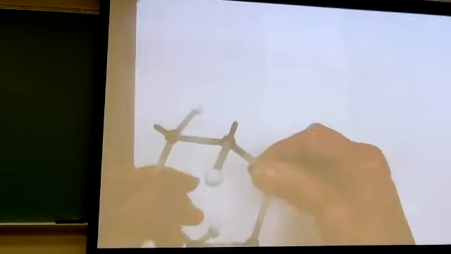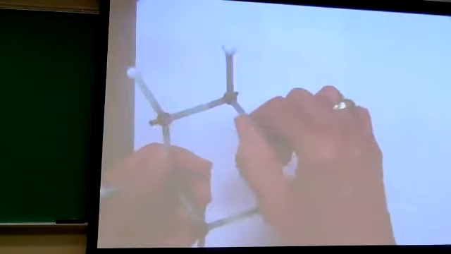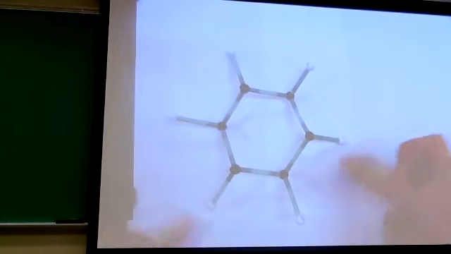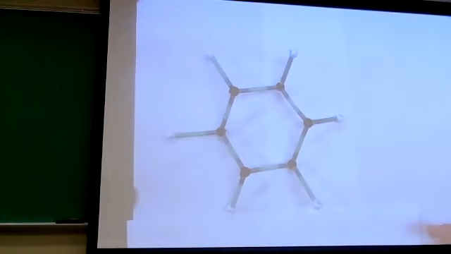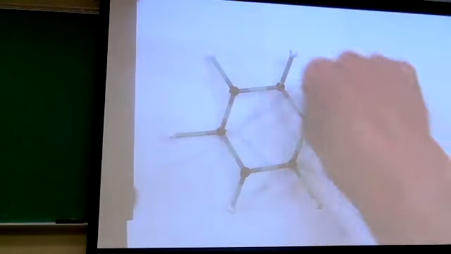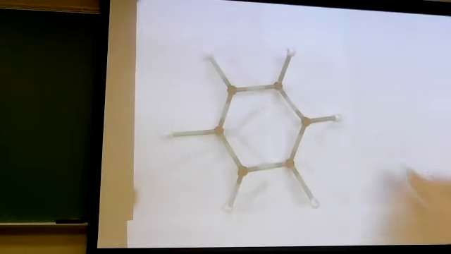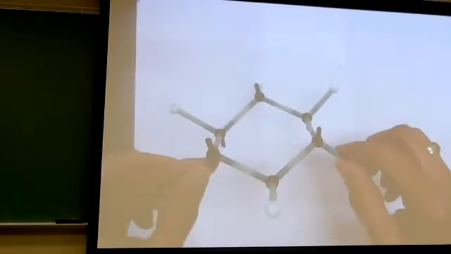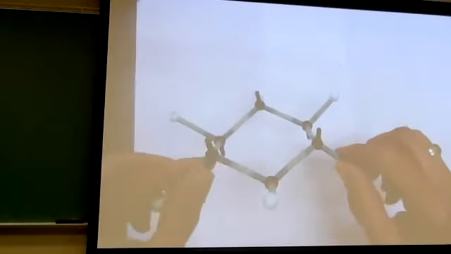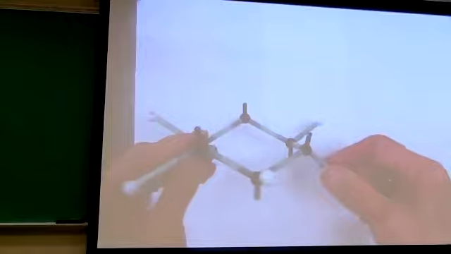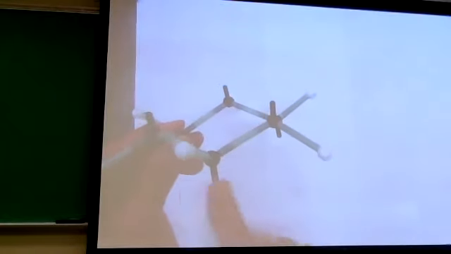Let me go back to the other chair conformation. Here we are, where all the CH bonds are sticking out now. These are called equatorial positions. So when the CH bonds are sticking out, they are in the equatorial position. When they are sticking up or down, they're in the axial position. Now here, you'll notice that there are CH bonds in the axial position. I just didn't put them in here. 1, 2, 3, 4, 5, 6.